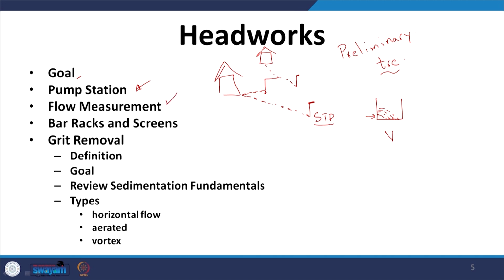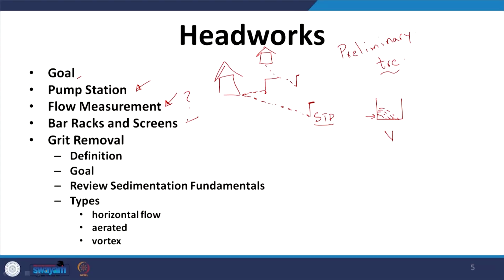Again, flow measurement, why do I need to look at flow measurement? We will look at that. I need to know how much flow is coming because I need to be able to design the system. As I mentioned, we will have bar racks and screens, coarse screens and such, to remove the coarser particles. At each step we first remove the bigger particles, then the slightly smaller particles, then the suspended but finer particles, and then the dissolved particles. You can see the steps obviously.